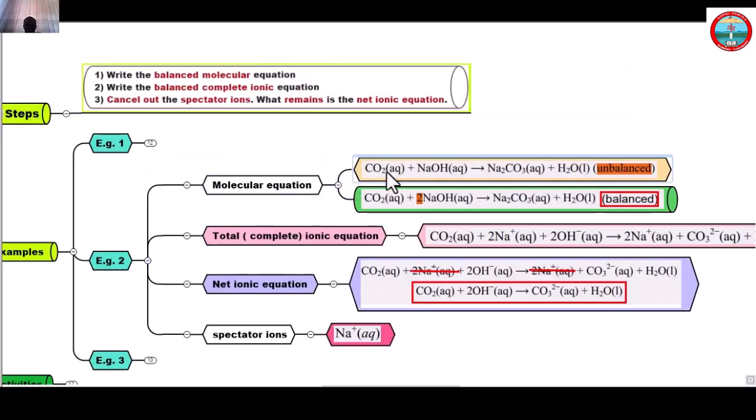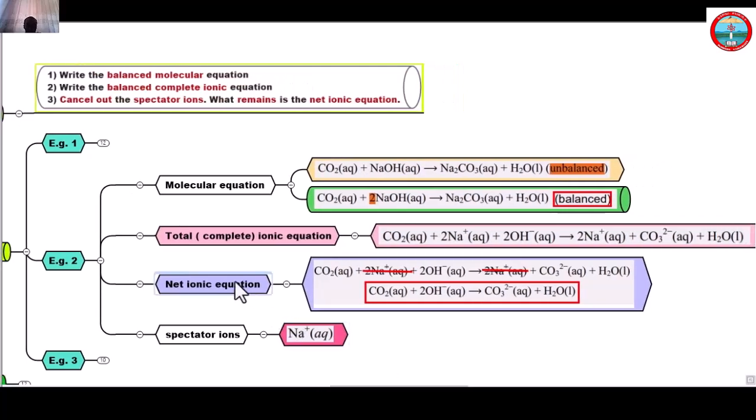this one is the given molecular equation. But if you check this molecular equation, it is unbalanced. So you should first balance the molecular equation. After balancing, the coefficient for sodium hydroxide becomes 2 and the other remains. And then change this to get the total or complete ionic equation.